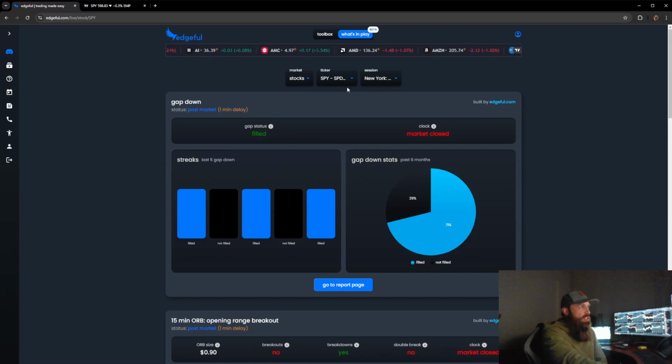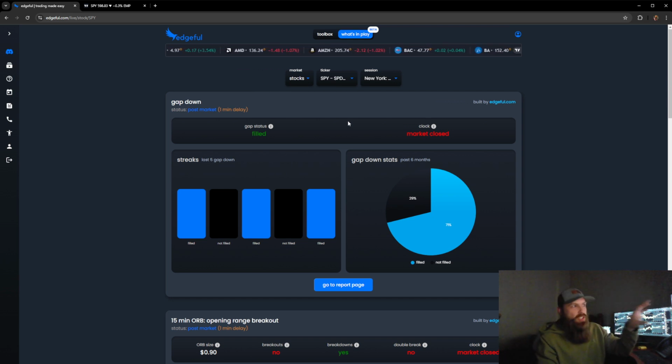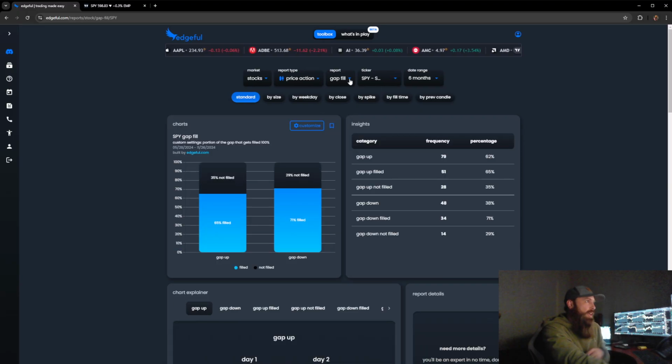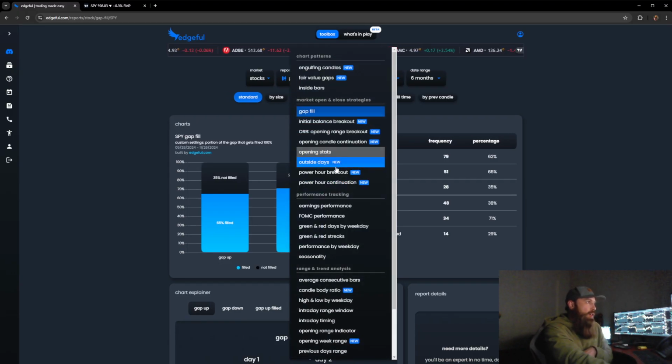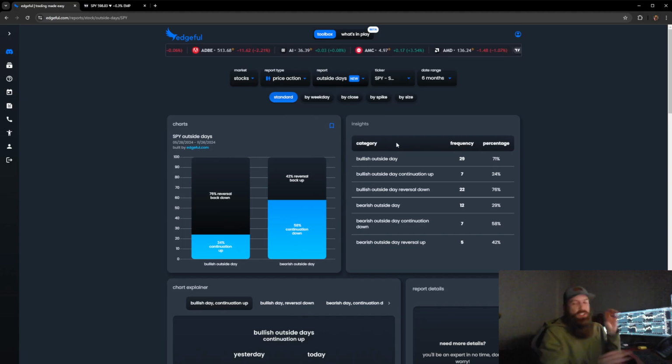There's some big things coming to this that I am excited about. Honestly, that scenario I just showed you guys is something that I would love to see in this for what's in play. So what's in play is basically what setups are we looking at, and as they've launched this into beta, they've got some preset ones here, right? This is something that I want in the what's in play, the bullish outside days. So if I go back to SPY, outside days, this is something that when this triggers, I want to know.